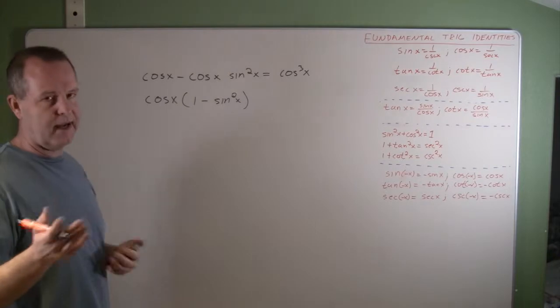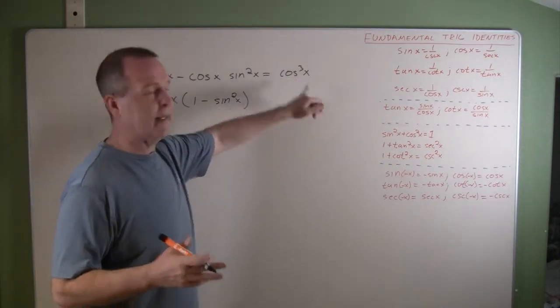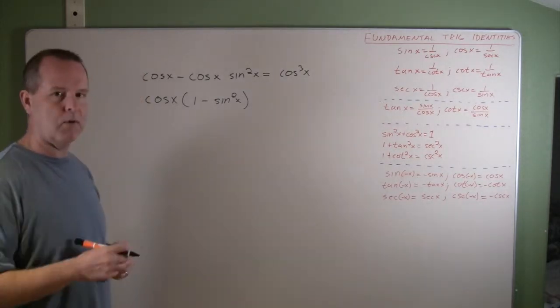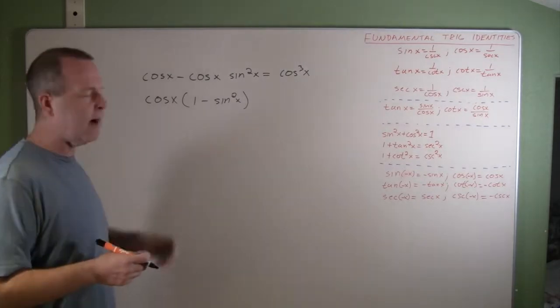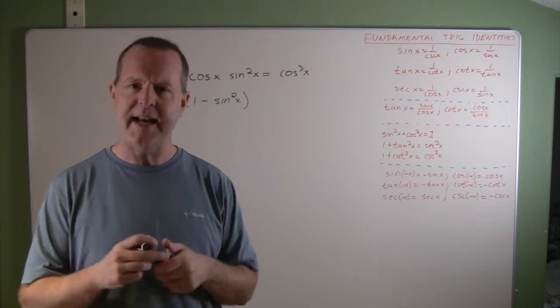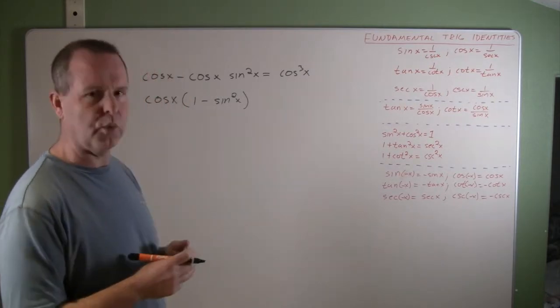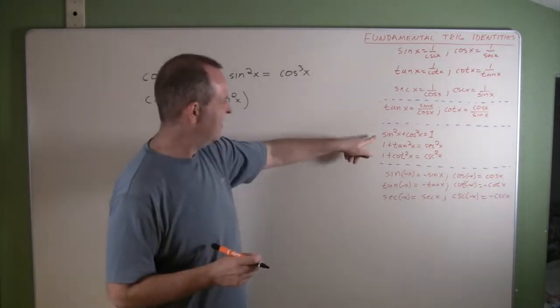Cosine of x, well, I'm just going to leave that as a cosine of x because I see that I want to ultimately get to the cube of cosine of x. So I want to keep cosines in play. I don't want to change it to something else. But this 1 minus sine squared of x, have I seen that before? Is that an identity? Well, it's not listed over here in red. Or is it? Is it here?